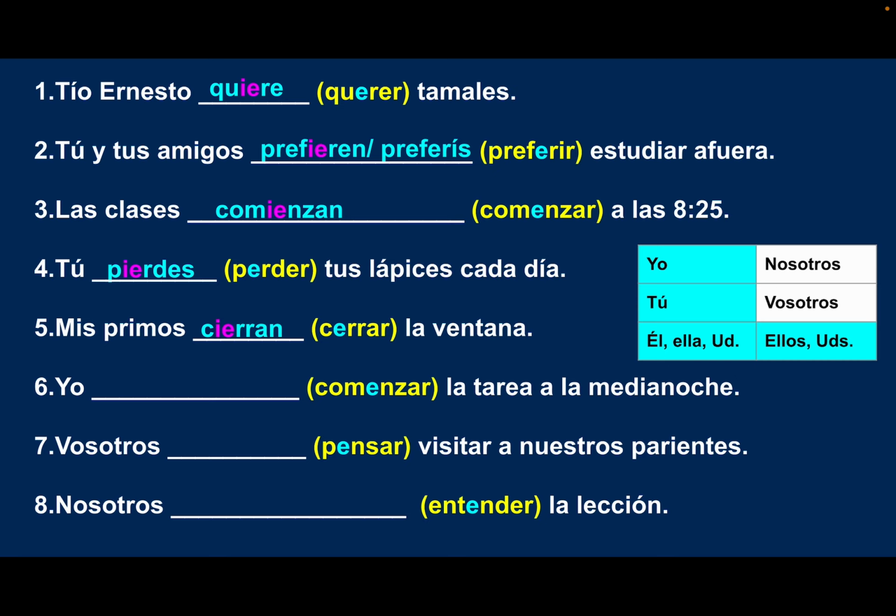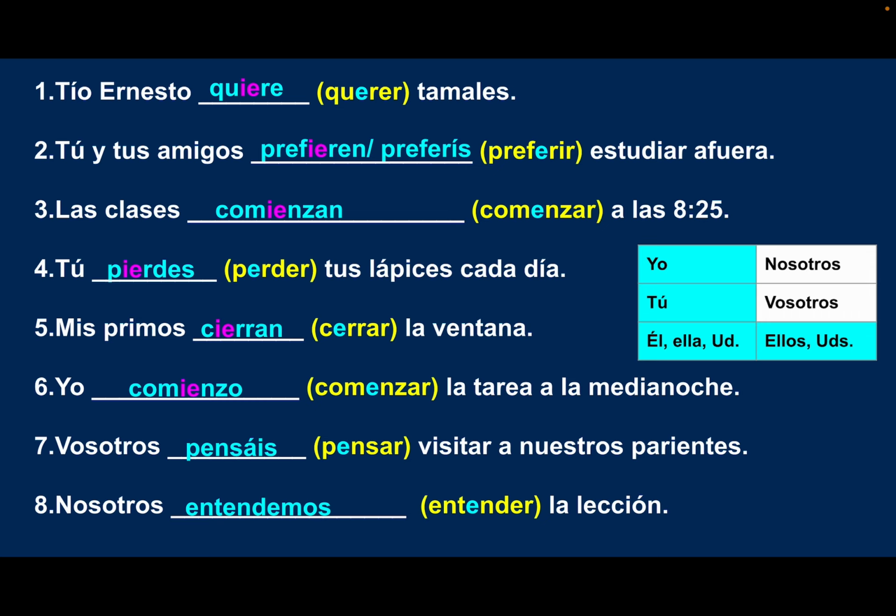Number 6, I start homework at midnight. That is not a good time to start your homework. So, yo comienzo la tarea a la medianoche. Number 7, y'all plan to visit our relatives. So, vosotros pensáis a visitar a nuestros parientes. 8, we understand the lesson. Nosotros, that's outside the boot, entendemos la lección. Good job. If you're getting this, fantastic.